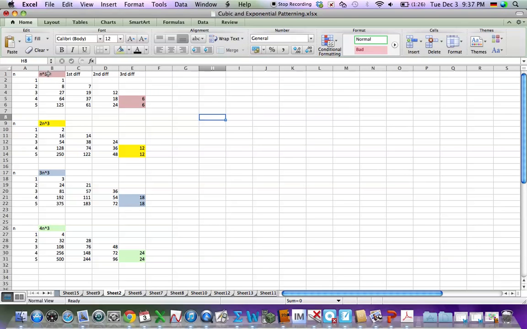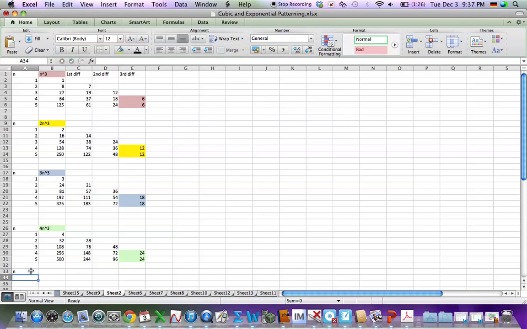So when the formula was n cubed, the third differences were 6. When the formula was 2n cubed, third differences were 12. 3n cubed, the third differences were 18. 4n cubed, the third differences were 24. So hopefully you've noticed that to get the coefficient of n cubed, we need to divide the third differences by 6. Let's just put it to the test.